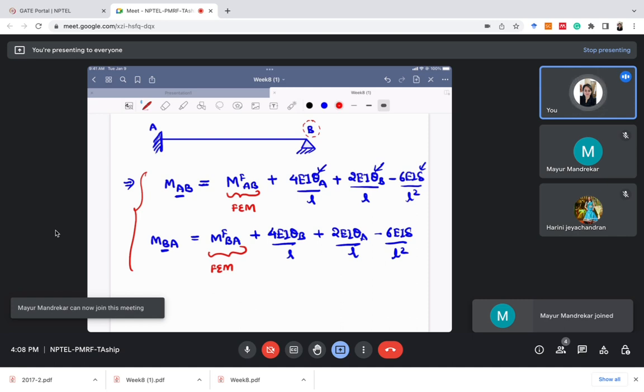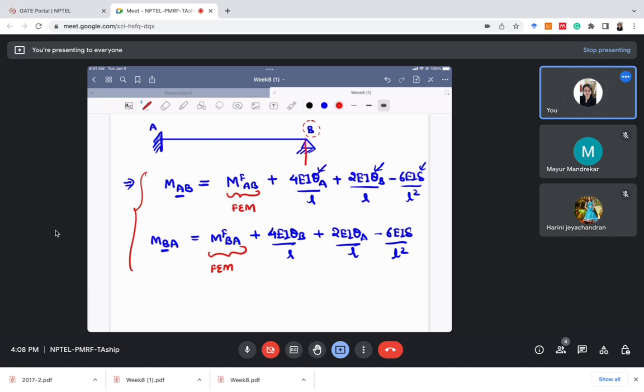If the support B settles in downward direction, then this delta we will consider as positive. And if the support at A side sinks by delta amount in downward direction, we will consider it as negative. So this is the sign convention. You just need to remember this point. If the right hand support sinks downward, it will be positive delta for MAB also and for MBA also. So these are all the sign conventions.